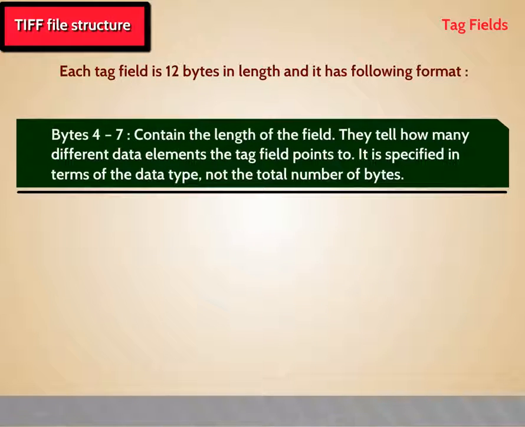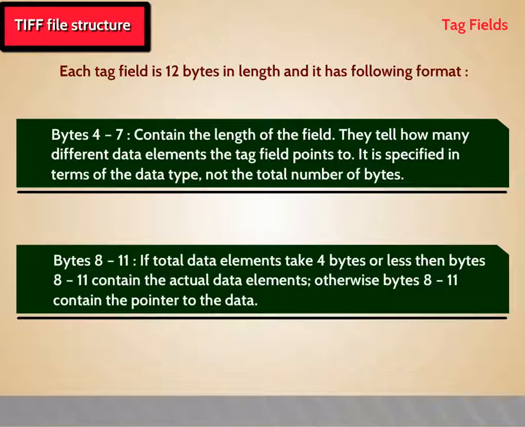Bytes 4 to 7 contain the length of the field. They tell how many different data elements the tag field points to. It is specified in terms of the data type, not the total number of bytes. Bytes 8 to 11: if the total data elements take 4 bytes or less, bytes 8 to 11 contain the actual data elements; otherwise, bytes 8 to 11 contain the pointer to the data.